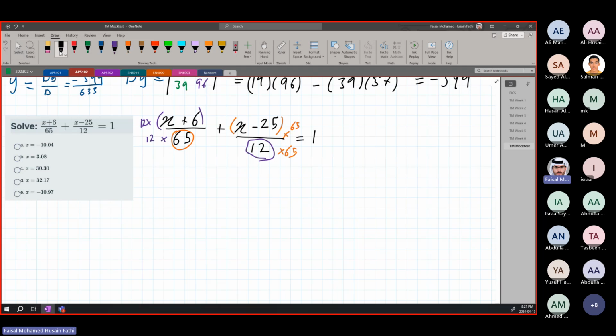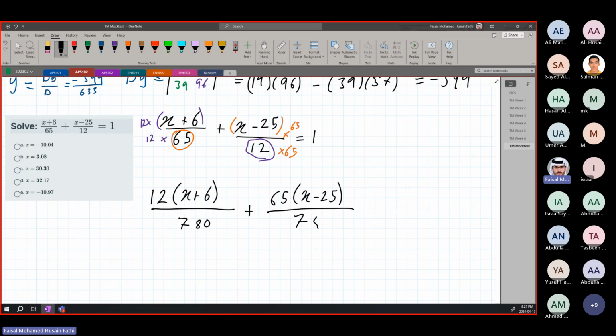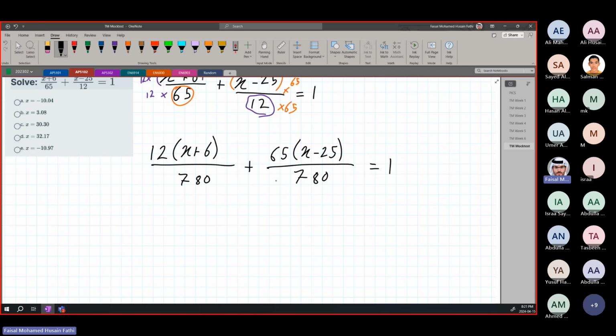Okay, I'm not going to go through the algebra. I'm just going to solve it very quickly. So I'm just going to show you this form. It's going to be 12 into x plus 6 over 12 times 65, which is 780, plus 65 into x minus 25 over 780 is equal to 1. So now if you notice, you can just combine these two so that they become one part. I will also do the distribution.